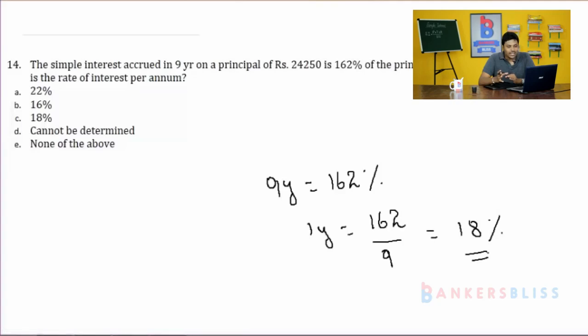So 162 by 9 is 18. If you are familiar with the 18 tables, you can directly mark the option as C. Otherwise, you calculate, hardly you require 3 to 4 seconds to calculate. So 162 by 9, 18% is your answer. So problem number 14, option C, 18%.